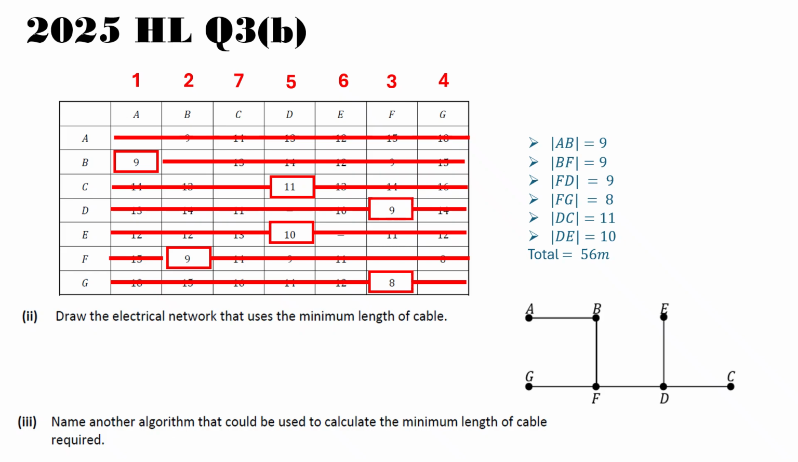So part 3 then says, name another algorithm that could be used to calculate the minimum length of cable required. And the answer is Kruskal's algorithm. The difference is if we want to use Kruskal's, we would absolutely need a graph. Kruskal's does not work directly from the matrix. That is one thing Prim's has ahead of it. So we would have had to either be given the graph or draw out the graph and work from it there. Remember, for Kruskal's algorithm, our focus is not on nodes, but just on the next shortest length.